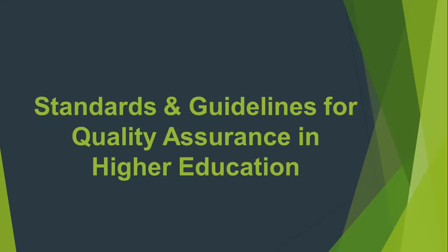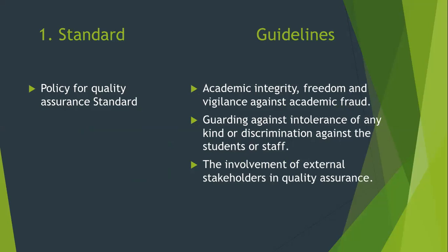Let me discuss with you in this session what standards and guidelines for quality assurance in higher education are prevailing in Pakistan. Here are the different standards. You may see that standard 1 is the Policy for Quality Assurance Standard. The guidelines towards this standard are academic integrity, freedom, and vigilance against academic fraud.